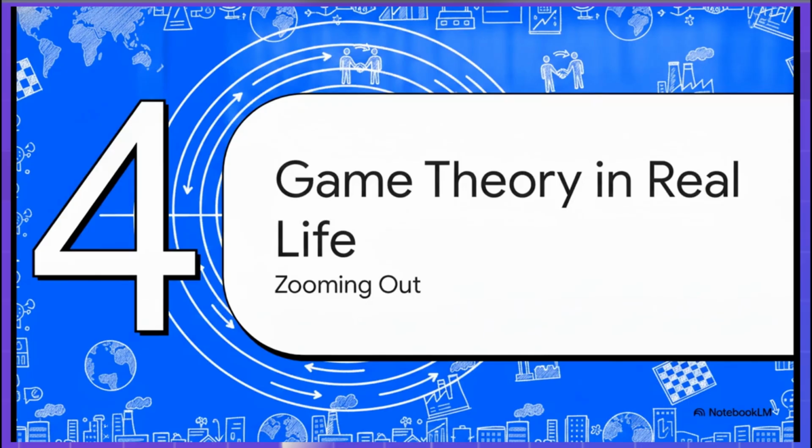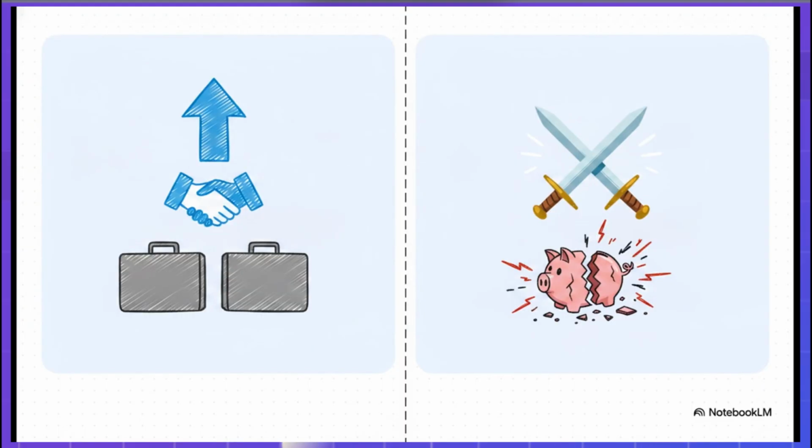Let's zoom out a bit. Section 4, Game Theory in Real Life. Because this exact same two-player math maps perfectly onto the cutthroat world of business. Competing firms face a daily prisoner's dilemma. Now, they could cooperate, right? They can maintain higher prices to preserve greater collective profits for everybody. But the temptation to betray is literally always there.